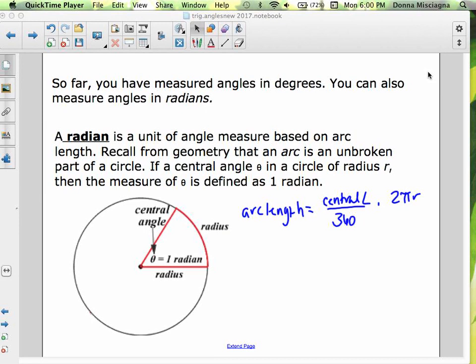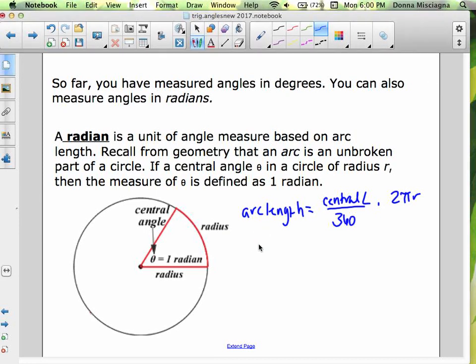If a central angle theta is in a circle of radius r, then the measure of theta is defined as 1 radian. So if we think of arc length as central angle divided by 360 times 2 pi r, here my central angle is theta, so I'm going to replace that with theta over 360 times 2 pi, and the radius of the circle was 1, a circle of radius 1.